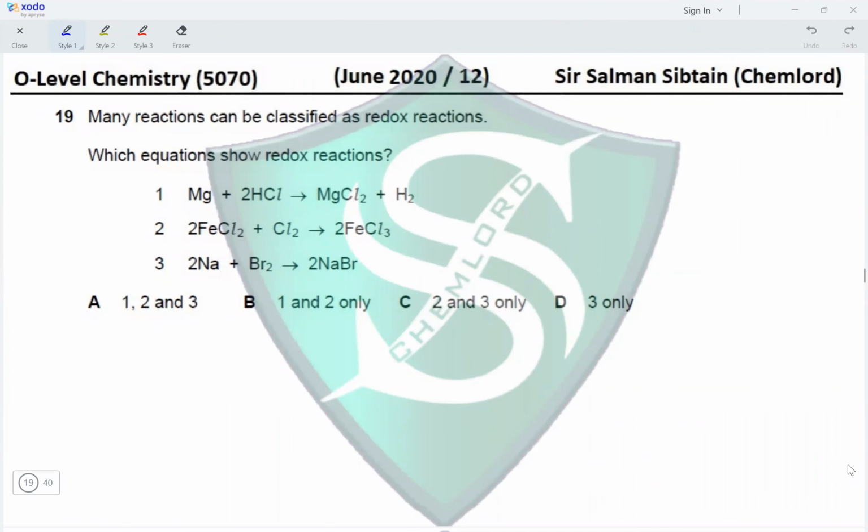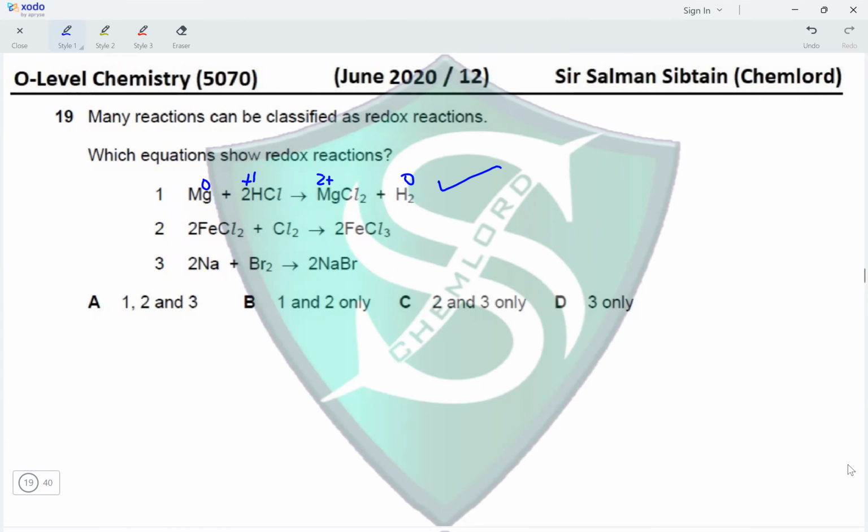Question 19. Many reactions can be classified as redox reactions. Which equations show redox reactions? Okay, equation 1. Magnesium has a charge of 0 and magnesium chloride has the Mg2+ ion. So magnesium has been oxidized, and in HCl, the H+ ion has a charge of +1. It has been reduced to hydrogen gas, which is 0. So this is a redox reaction.